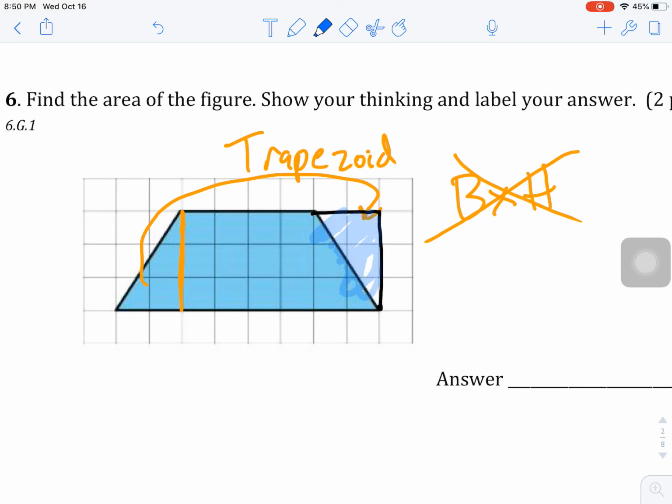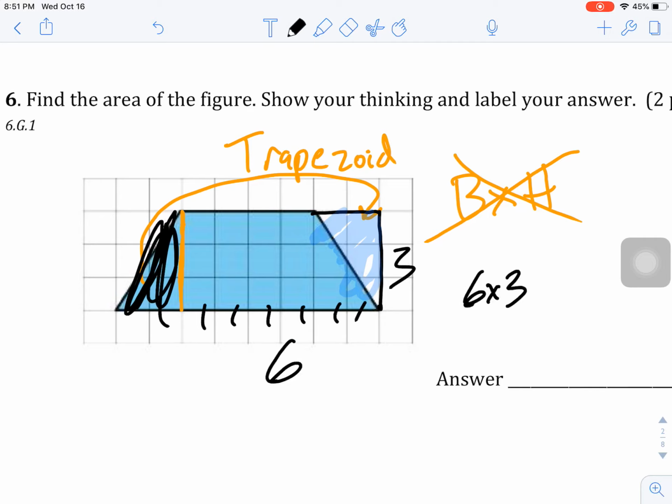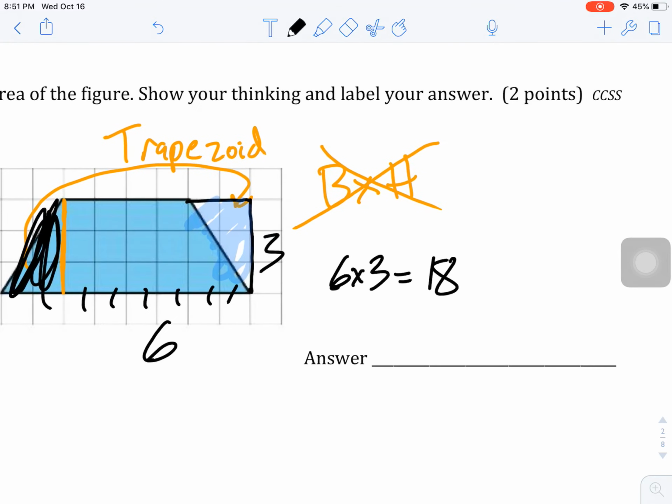Just count the base and height of that rectangle. This stuff's all gone. It should be 1, 2, 3, 4, 5, 6 by 3. So you can multiply 6 times 3 and get 18. And then label that. It's 18 units squared.